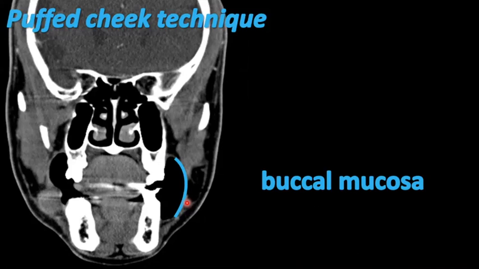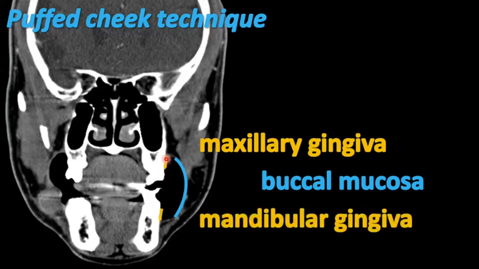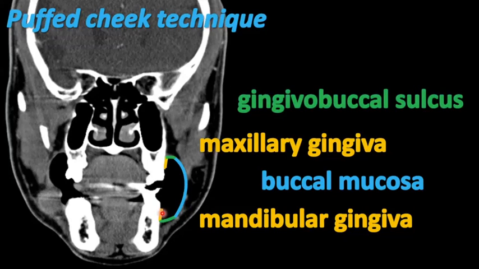Buccal is just Latin for cheek, but you can see as you distend out and really thin out the buccinator muscle, you can see it inserting down onto the alveolar portion of the mandible and onto the alveolar portion of the maxilla. And we have this gingiva. So the gingiva lines the alveolar portion here. And then superiorly and inferiorly, we have the gingivo-buccal sulcus.